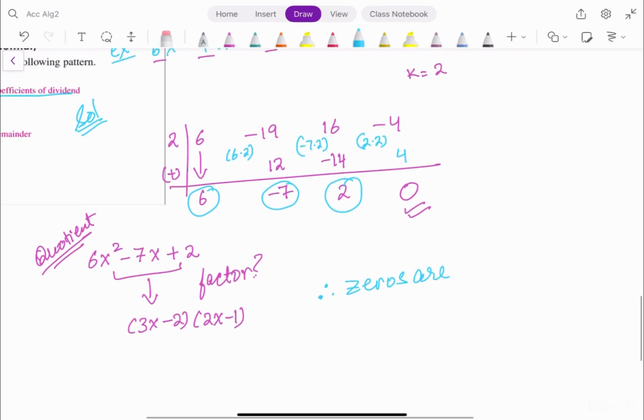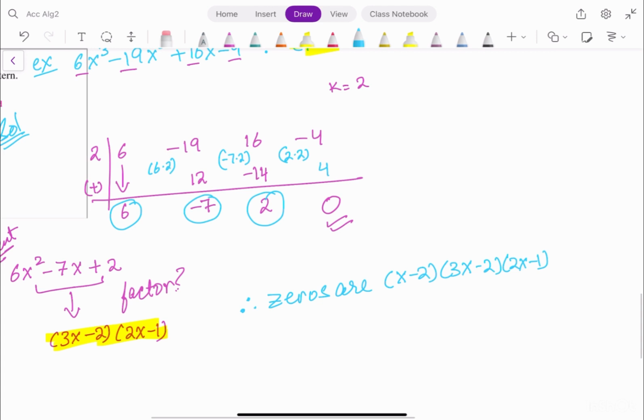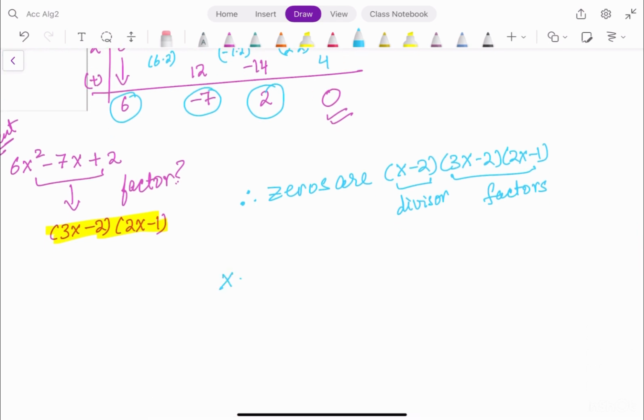So zeros are, we have the divisor, which is x minus 2, and the quotient, which we factored again. So x minus 2 times 3x minus 2 times 2x minus 1. And with this, if the question asks to write the values of x, the divisor and factors combined together are the zeros of the problem. So x will be 2, 2/3, and 1/2.